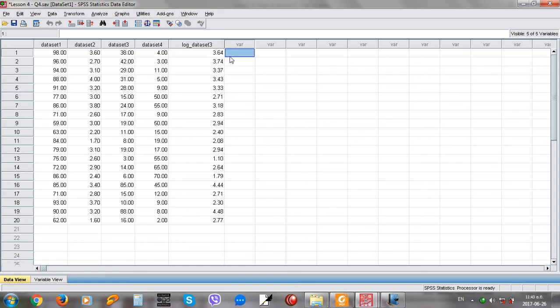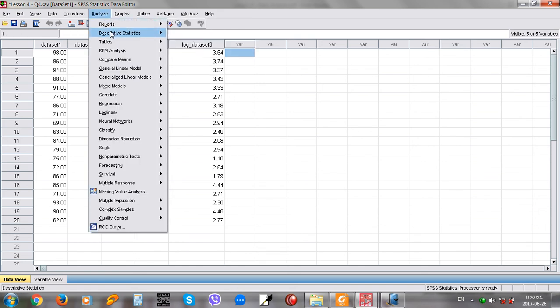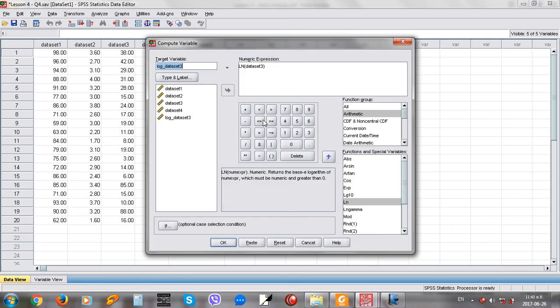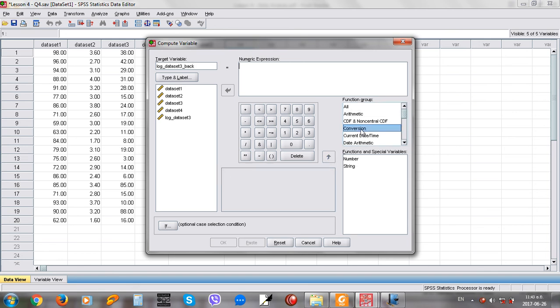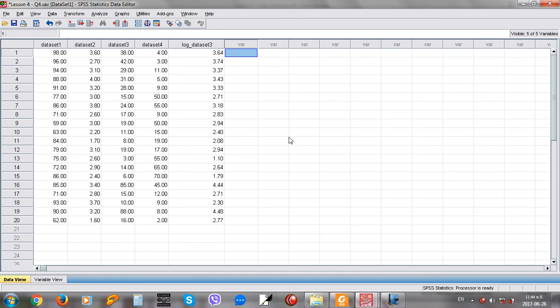If you do a transformation, then what you have to do? Analyze, Transform, Compute Variables. When we are doing data set back transformation, we will see the inverse operations, conversion, arithmetic. We will see how we can take the inverse. You know that we take ln; the inverse of ln is e to the power.